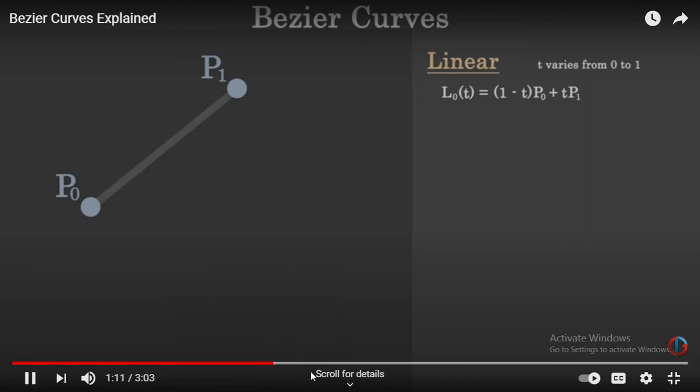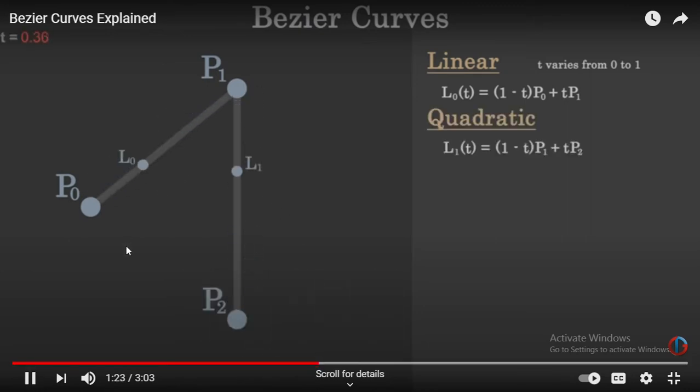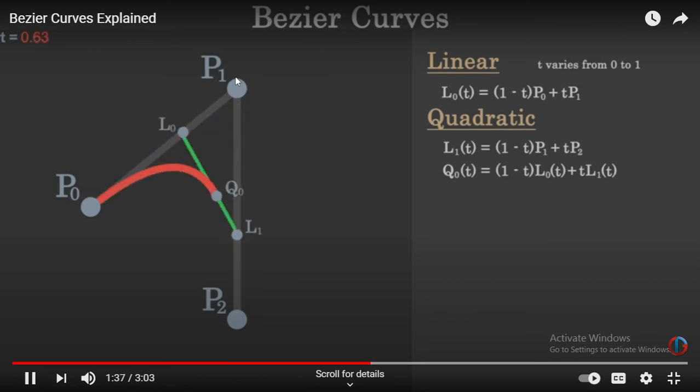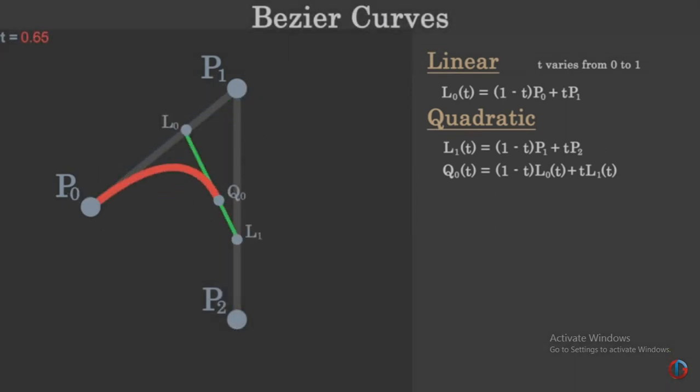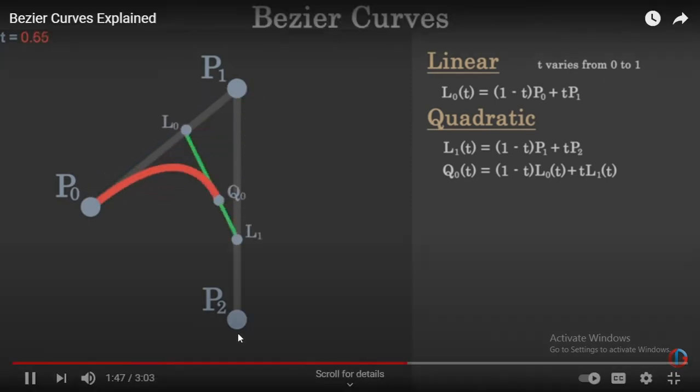If we increase the number of data points, here we have P0, P1, P2, and we interpolate between points, that is L0 and L1. This will give us Q0. If we trace the path of Q0, it will show a curve going from the first point to the last point. P1 acts as a control point. The first and last control points are always the end points of the curve. This function can also be rewritten into this form.